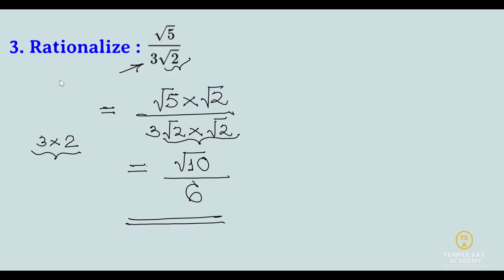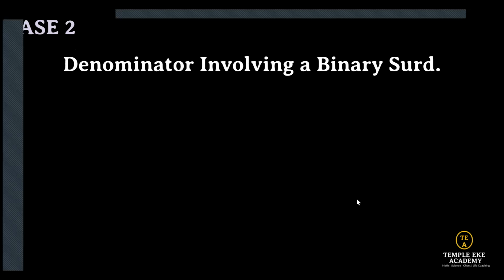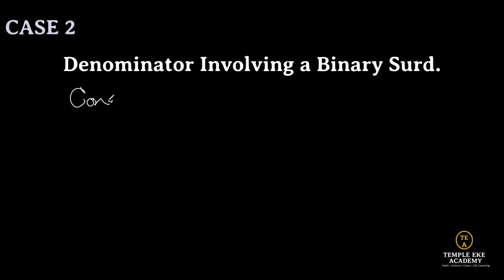Let's march on. Now we have the denominator involving a binary surd, which means there are 2 components in the denominator. All right. So this follows a special pattern. And now we have to introduce the concept of conjugate surds. Conjugation is the rule here.